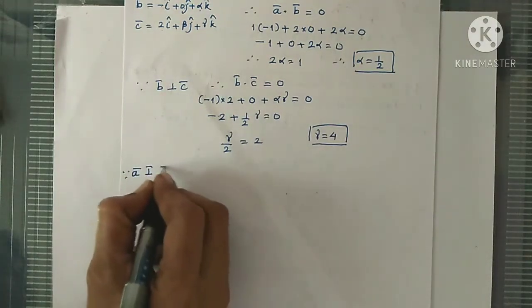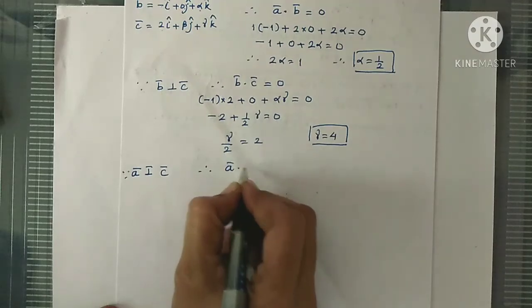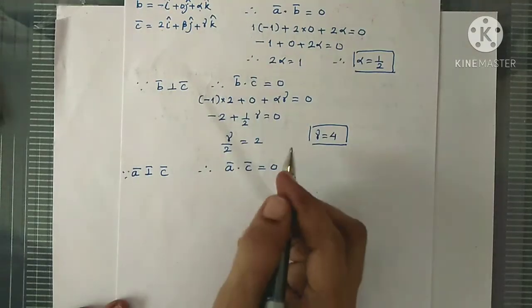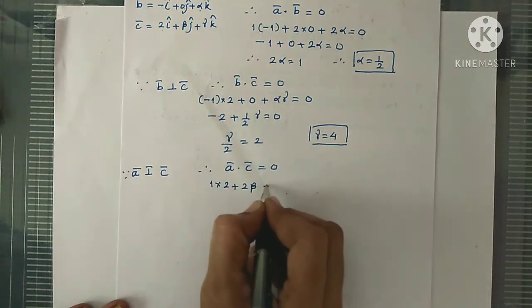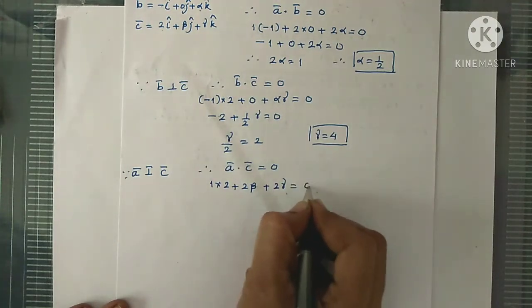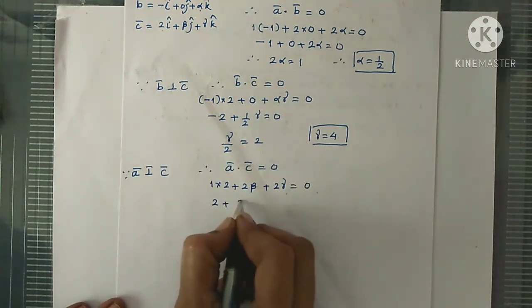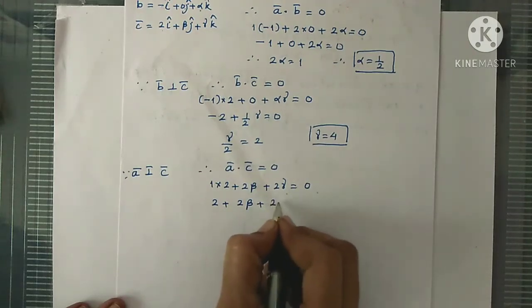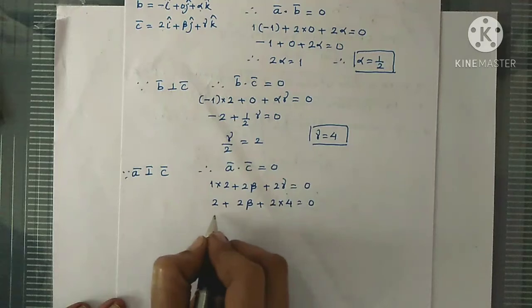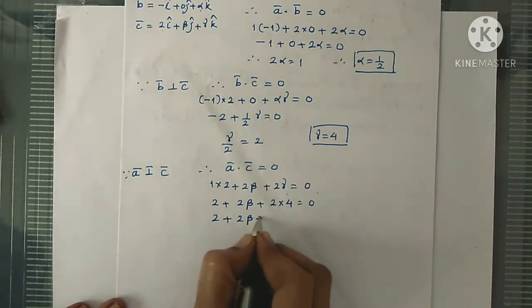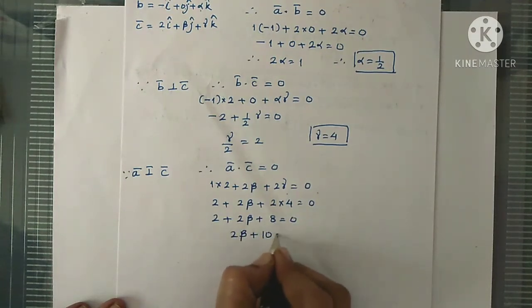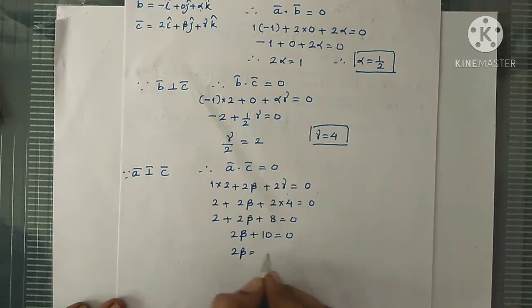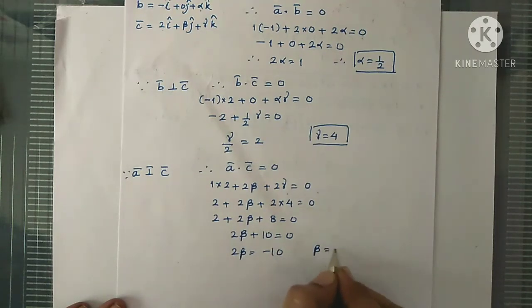Since a bar is perpendicular to c bar, therefore a bar dot c bar equals 0. Now it is 1 into 2 plus 2 into beta plus 2 into gamma, and that is equal to 0. So 2 plus 2 beta plus 2 gamma. Gamma is 4, so it is 2 plus 2 beta plus 8 equal to 0. So 2 beta plus 10 equal to 0. Therefore 2 beta equal to minus 10, so the value of beta equals minus 5.